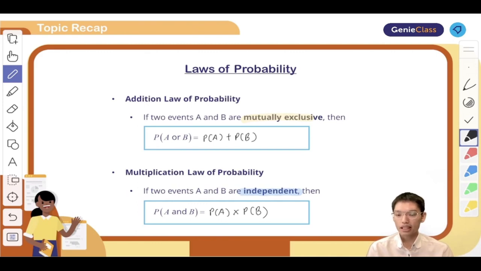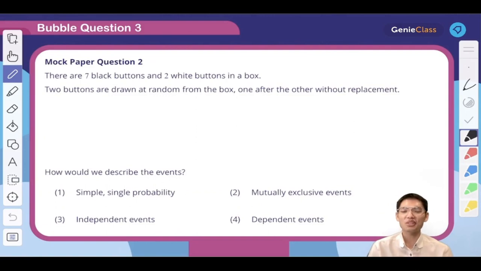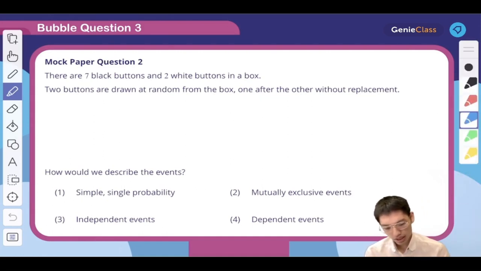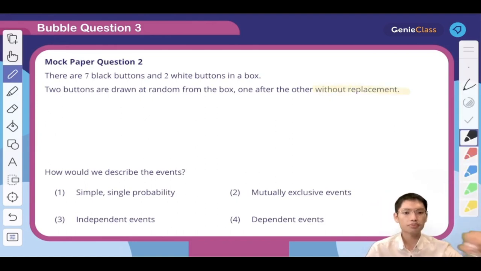Now, next up, counting down to see whether you got my hint. Look at this particular question, question 2 of the mock paper. Keyword: what event is this? Sometimes there are 4 choices, choose one. If you read the words properly, yes, I think some people get it. The keyword over here is without replacement. So what event is this?